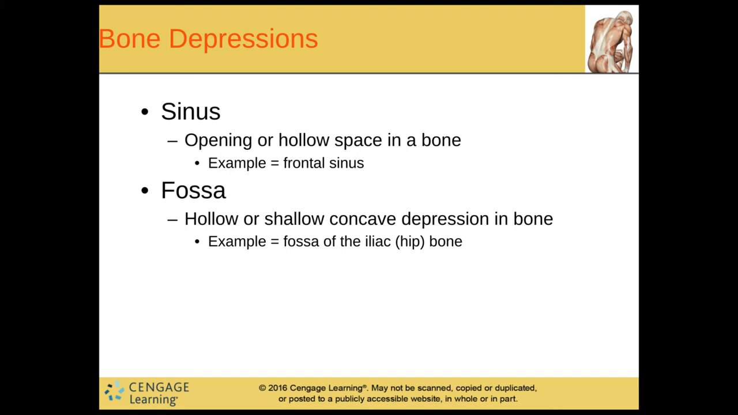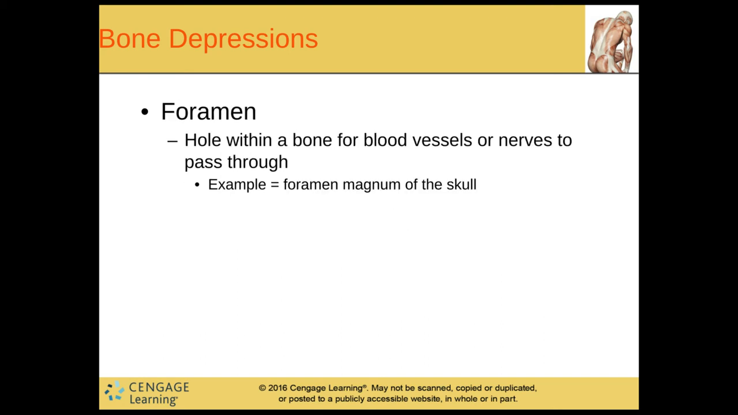And then we have a fossa. So this is a hollow or shallow concave depression in a bone. So an example of this is like your hip bone. And again, I'll kind of show you. And if there's a picture on here, I can't remember for sure if there is or not. I'll kind of show you that too.